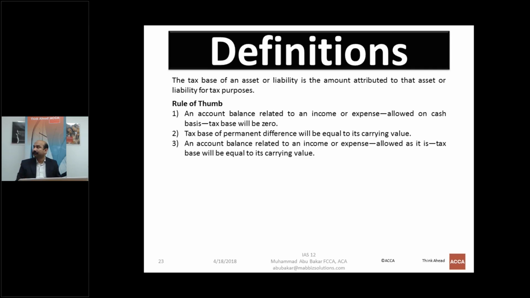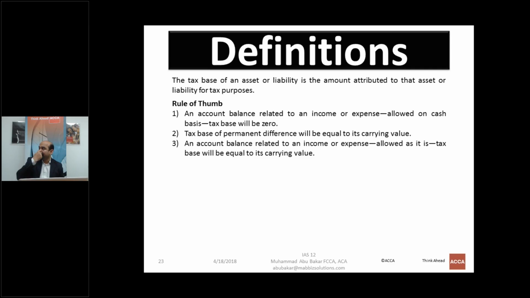Another question related to the tax base of a permanent difference being equal to its carrying amount. See, this standard guides us about the calculation of the deferred tax. When we have identified that this is a permanent difference, it simply means ignore it. No deferred tax will arise on this difference. By keeping its carrying value equal to its tax base, you are making sure that no difference should arise. I hope it is clear.